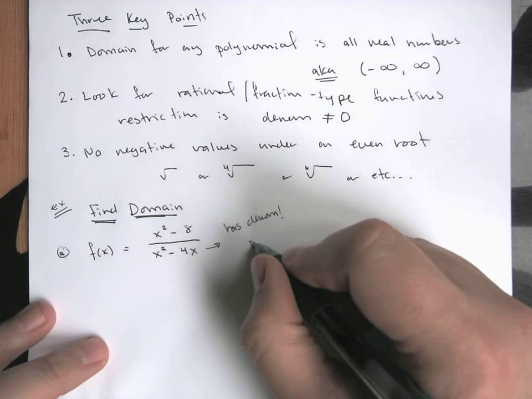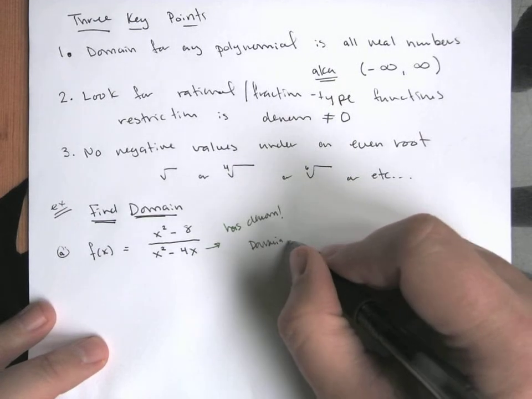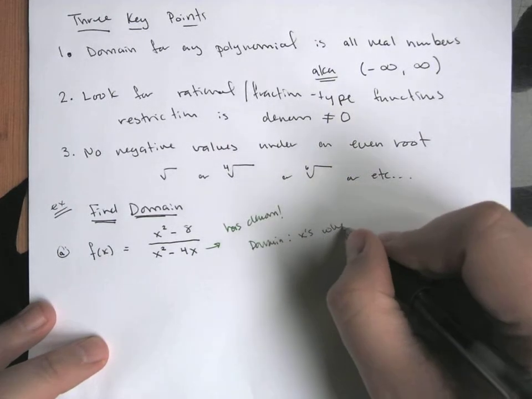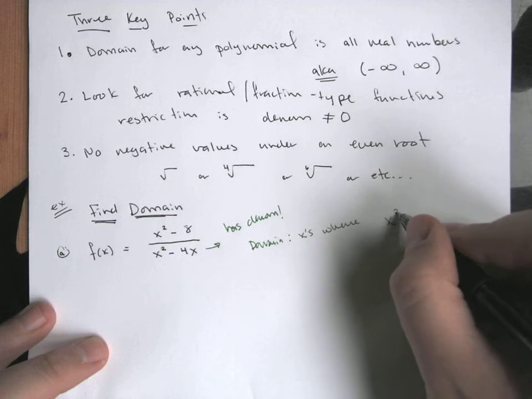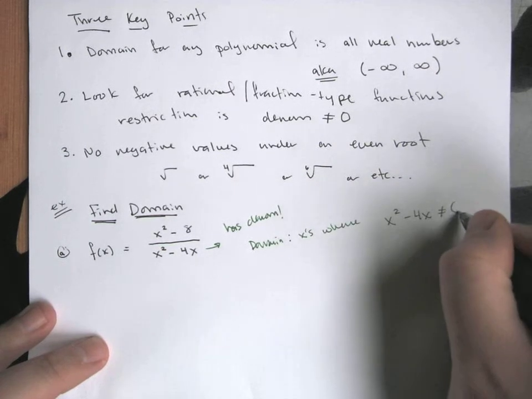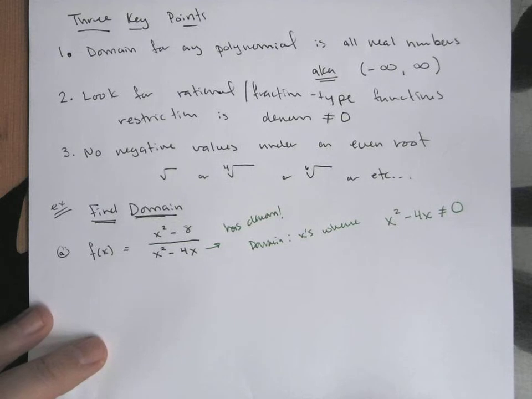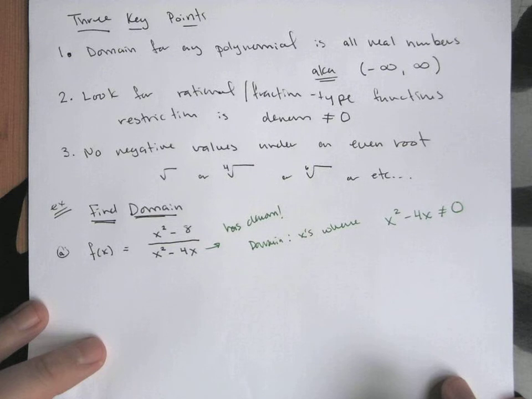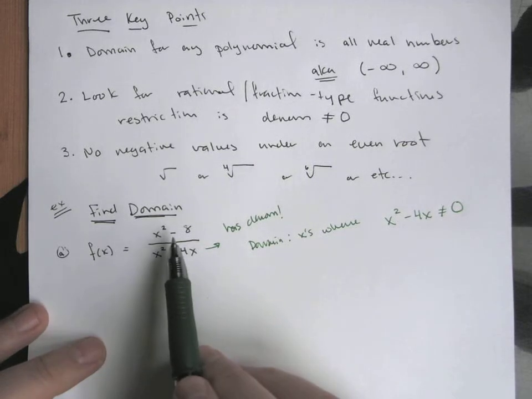And so for the domain, we need to make sure we have the x's where whatever this denominator is, x squared minus 4x, is not equal to 0. So all the x's where that doesn't happen are good to go. So it's going to be easier for us to find the handful of trouble values that don't work, rather than trying to say, okay, what are the values that do work? Well, most of the values will work.